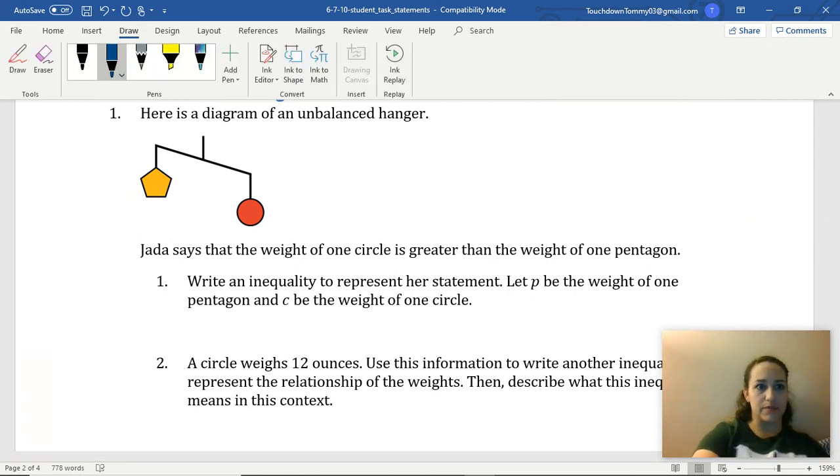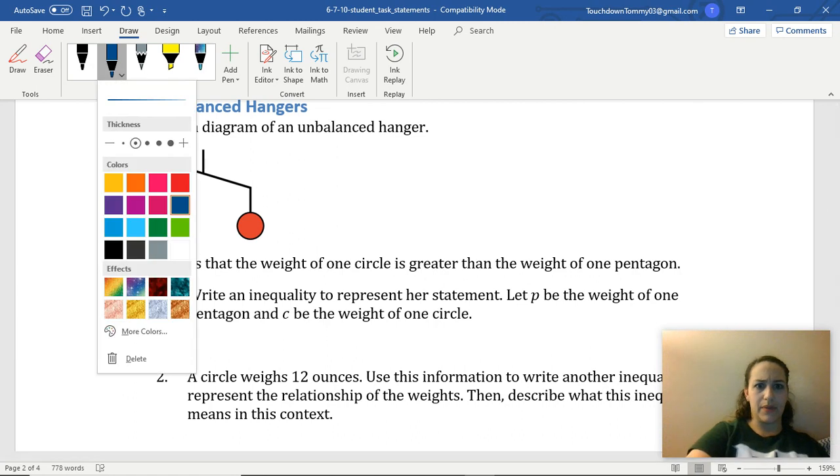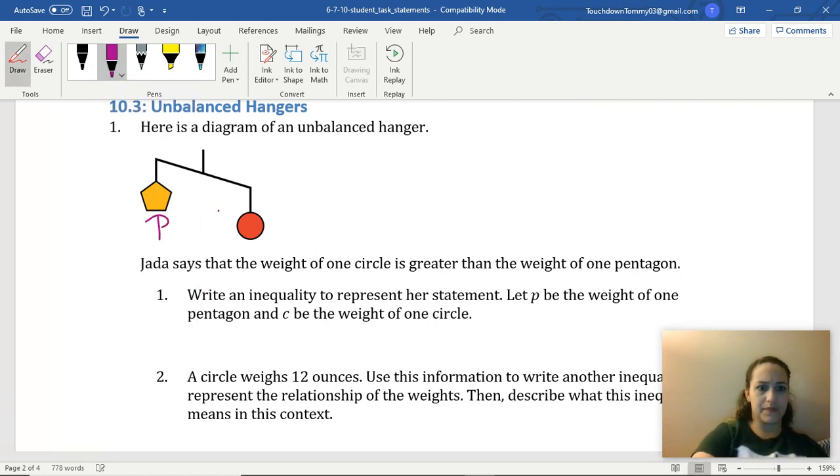All right, let's do some drawing here. So she wants P for the pentagon, so we're going to call that pentagon P. And that circle we're going to call C. And we're going to write an inequality. Okay, that's just the math symbols. That's all an inequality is. So we're going to write an inequality for this image, this diagram.